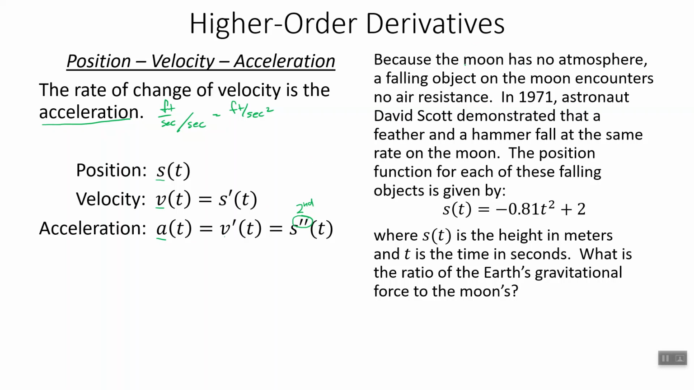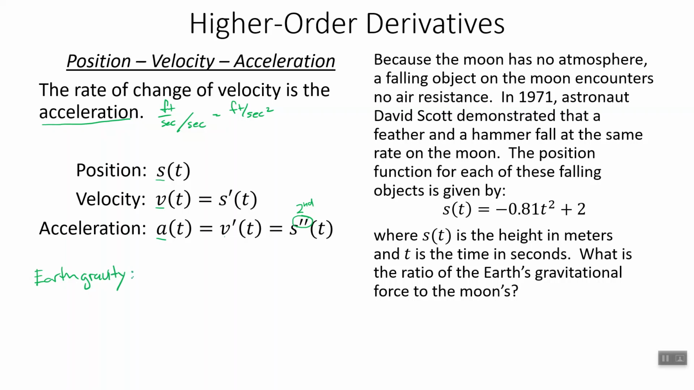Because the moon has no atmosphere, a falling object on the moon encounters no air resistance. In 1971, astronaut David Scott demonstrated that a feather and a hammer fall at the same rate on the moon. The position function for each of these falling objects is given by s of t equals negative 0.81 t squared plus 2, where s of t is the height in meters and t is the time in seconds. What is the ratio of the Earth's gravitational force to the moon's? All right, so the Earth's gravitational force, Earth gravity, is the same as its acceleration.